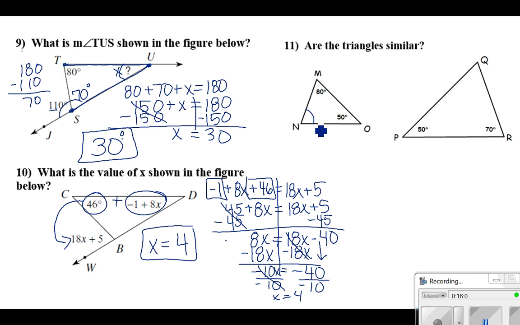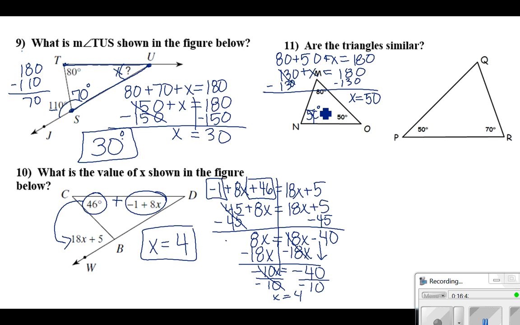We know it has to add up to 180, so we can set up our equation. 80 plus 50 plus x equals 180. So 130 plus x equals 180. Subtract 130 from both sides. And so x equals 50. So I know this angle is 50 degrees.